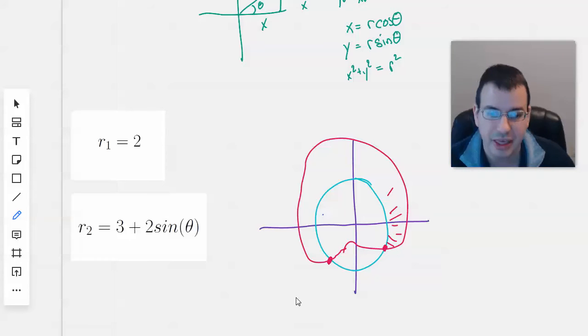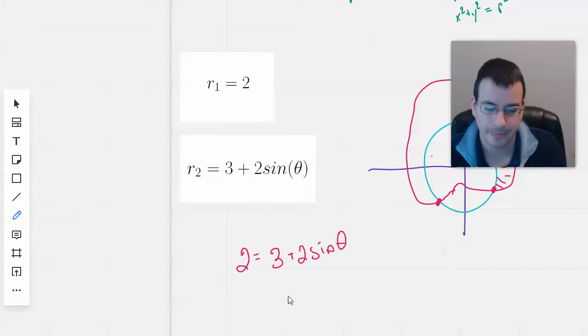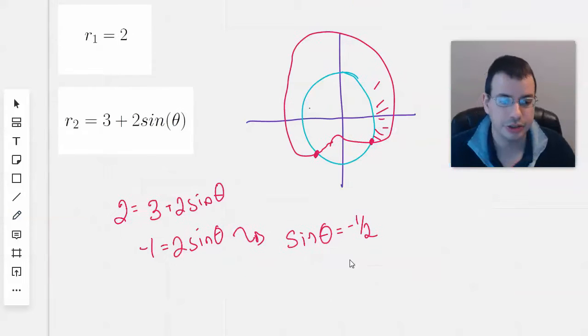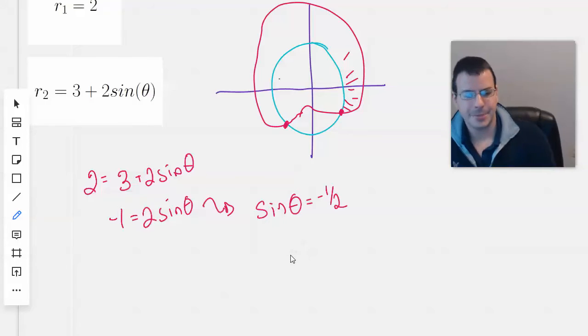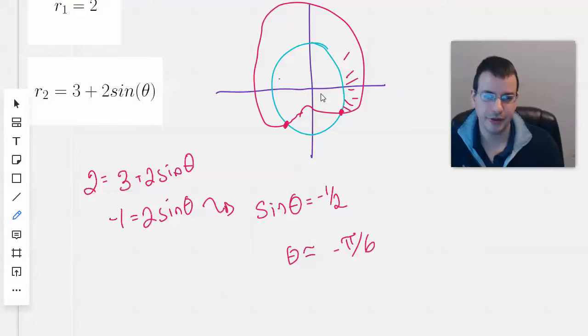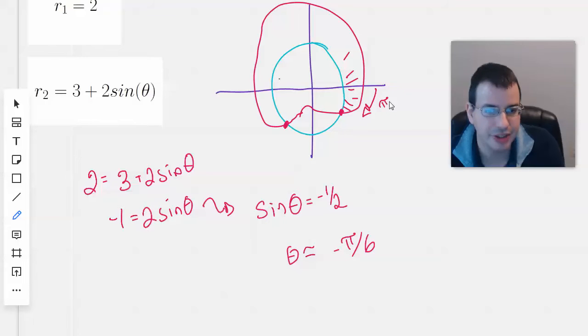So the way we're going to find this theta is, at this point the two r's are equal because they cross. So we'll set r1 equal to r2, and we get 2 equals 3 plus 2 sine theta. So negative 1 equals 2 sine theta. Therefore, sine of theta equals negative 1/2. So theta is going to be the same as, I think, pi over 6. So this is going to be this angle right there. We're going to be down pi over 6 on this side, down pi over 6 on this side.